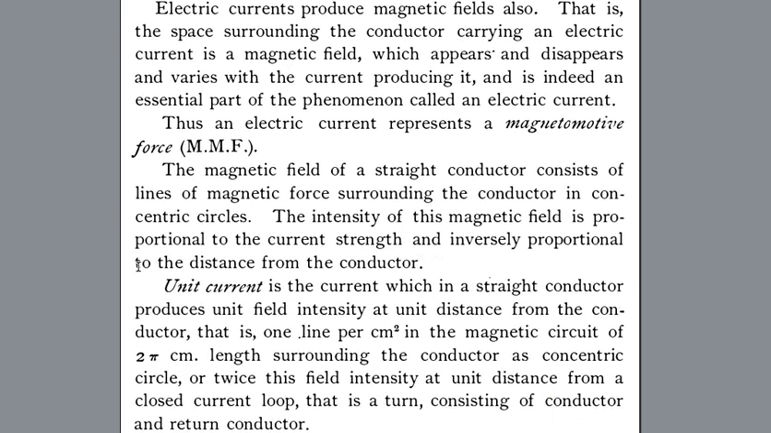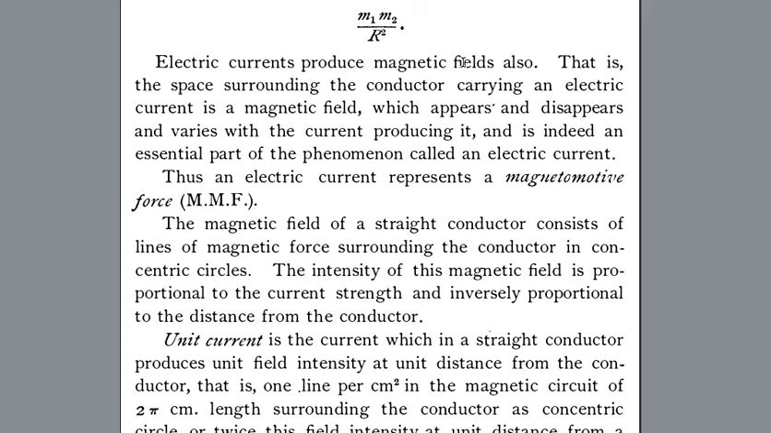Electric currents also produce magnetic fields. That is, the space surrounding a conductor carrying an electric current forms a magnetic field, which appears, disappears, and varies with the current producing it. This magnetic field is an essential part of the phenomenon called an electric current. Thus, an electric current represents a magnetomotive force, abbreviated as mmf.